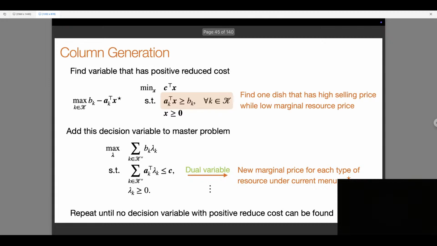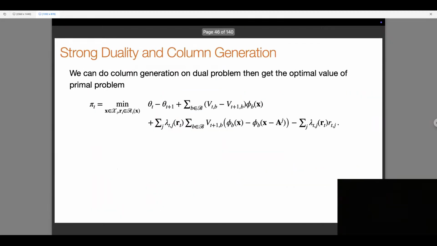And we repeat this procedure until we cannot find any decision variable with positive reduced cost. At that point, we think we have already found the optimal result and optimal decision variables for this semi-infinite linear programming problem. So this is the procedure, or the main idea, for the column generation method. So let's come back to our problem.